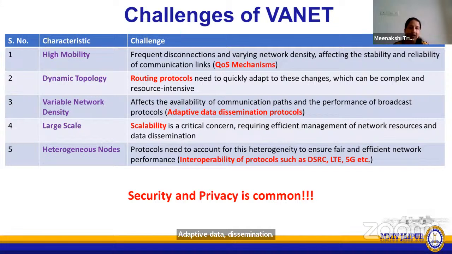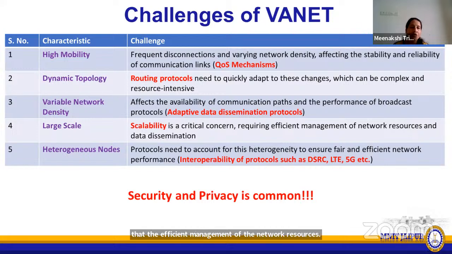And because it's very difficult to define the network boundaries, whatever the protocols, whether it's a routing protocol or a security protocol, it has to be scalable so that efficient management of the network resources can be done.